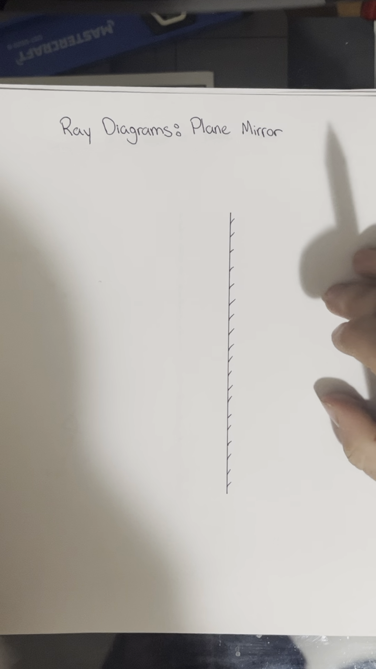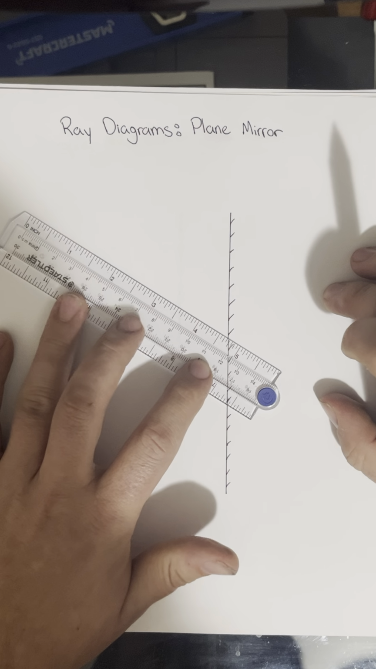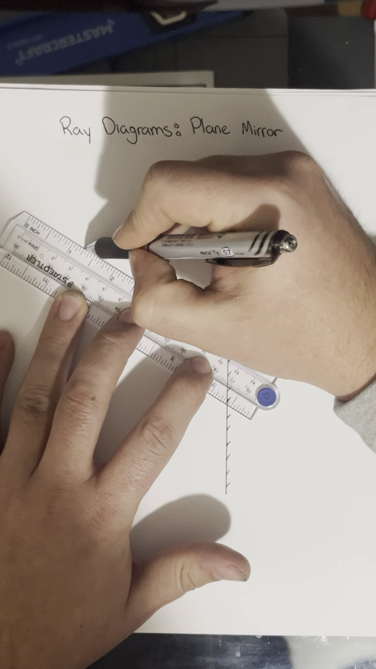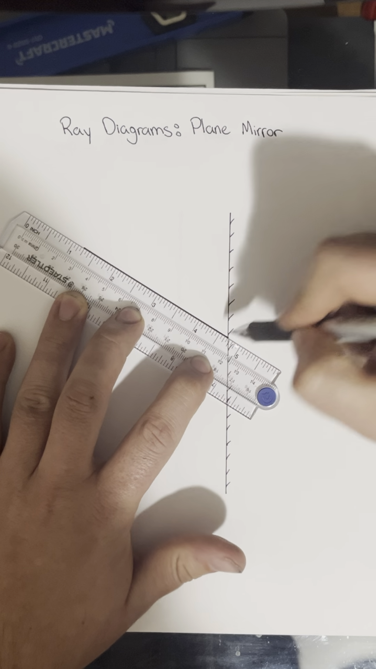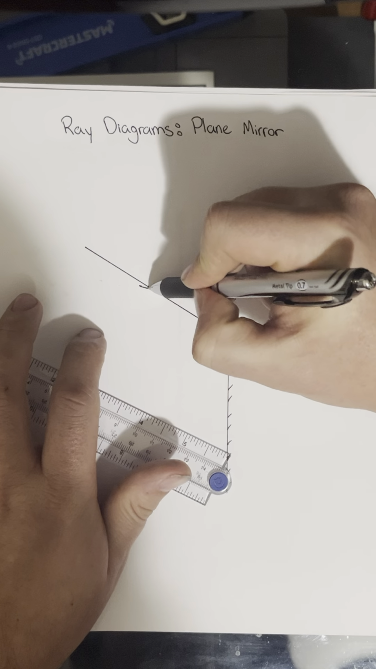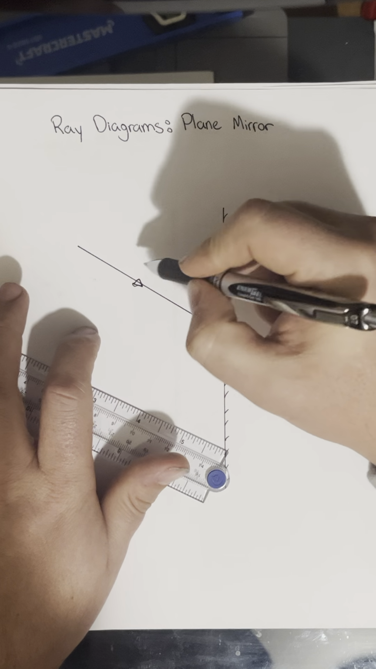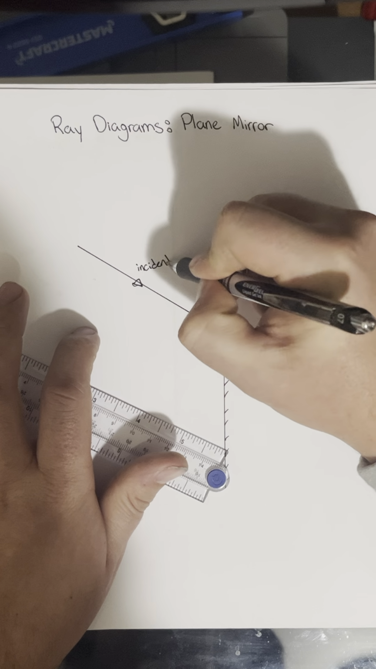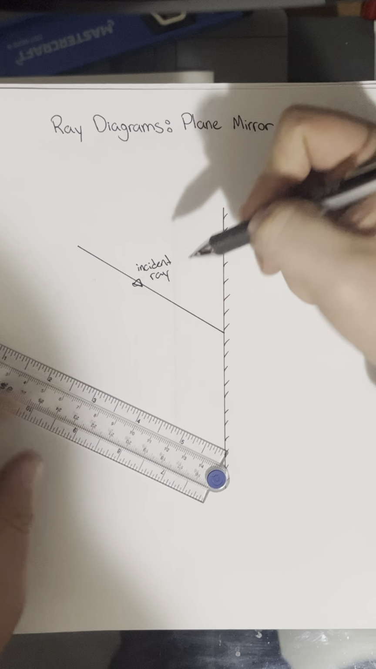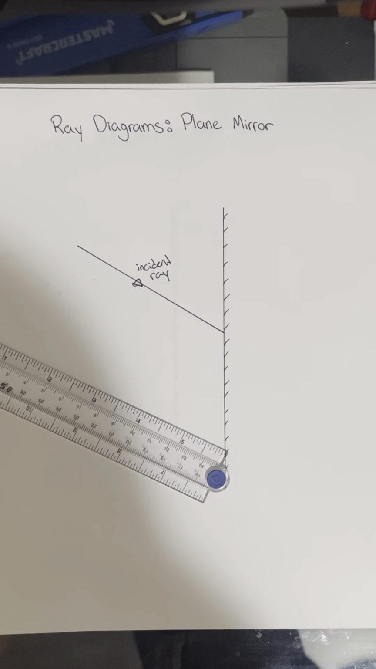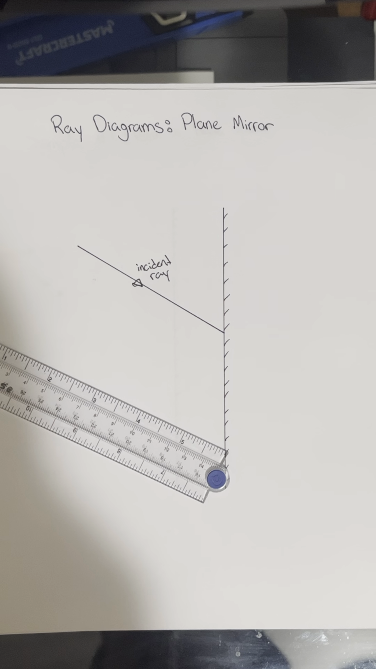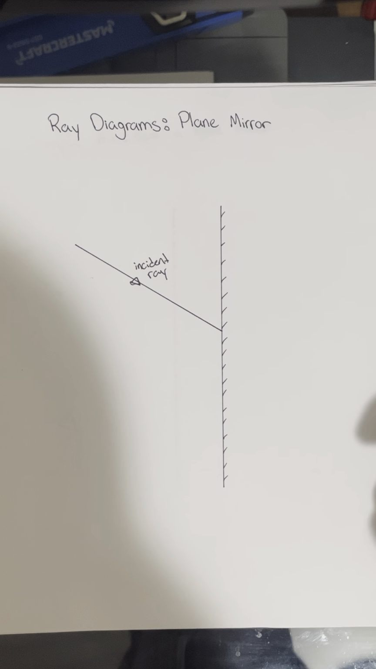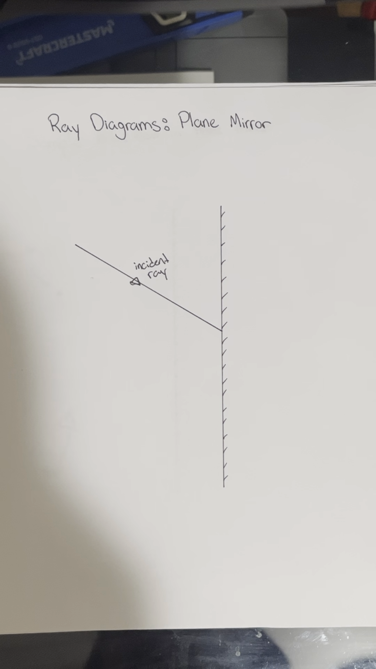So when we have a mirror, we are going to have light coming into that mirror. That is going to be coming in this direction here, and that is what we are going to call our incident ray. And then we are going to have our reflected ray coming out of the mirror itself. But in order to figure out what the reflected ray is going to be coming out at, we first need to figure out our normal.